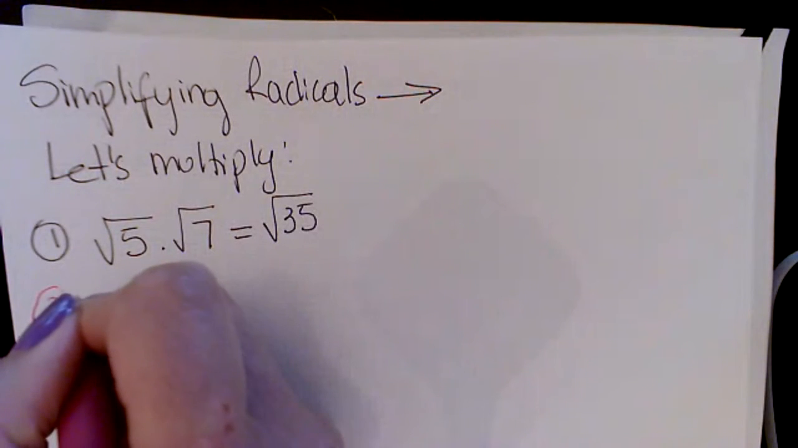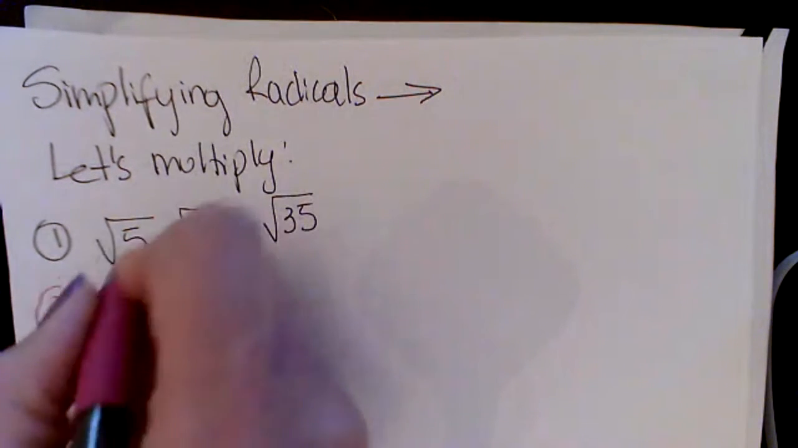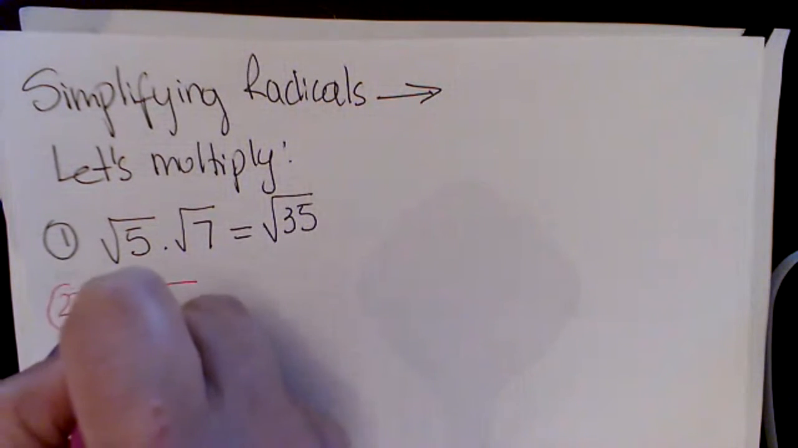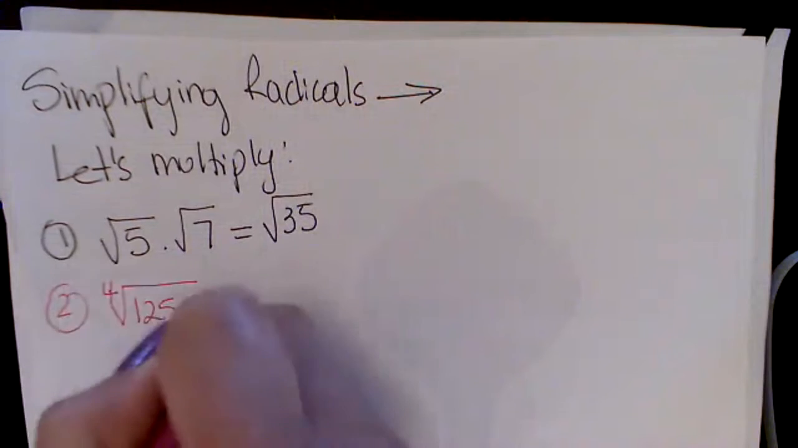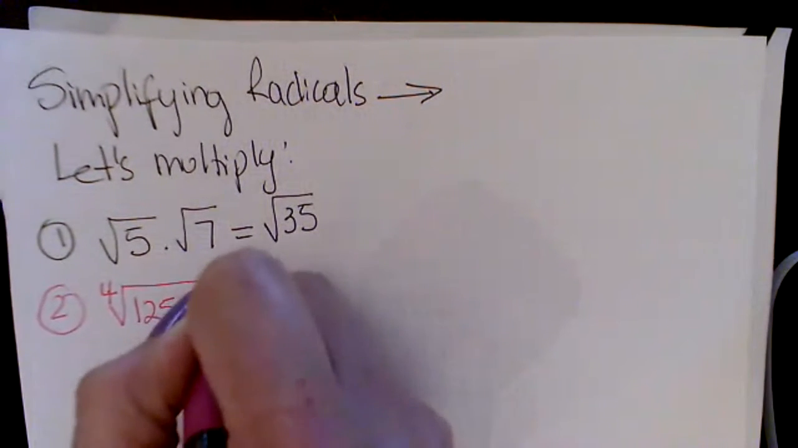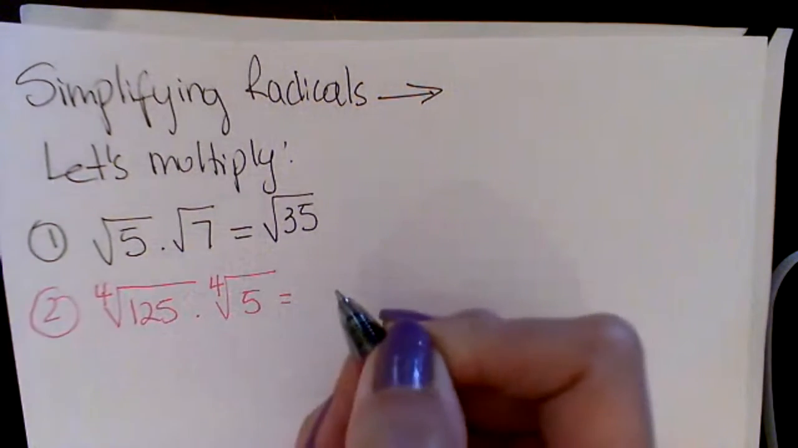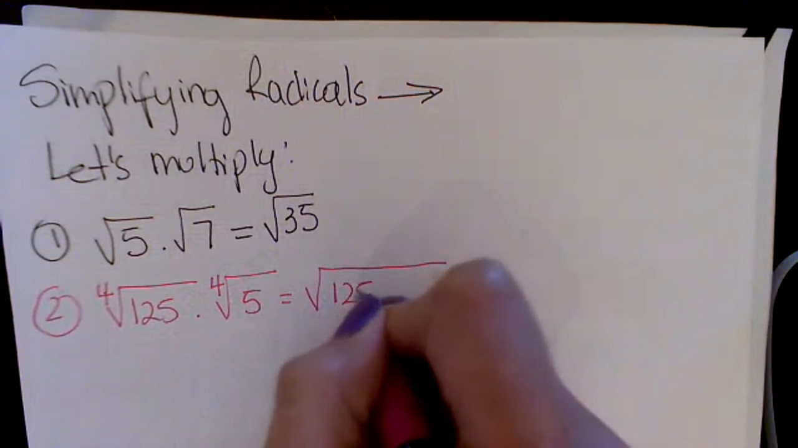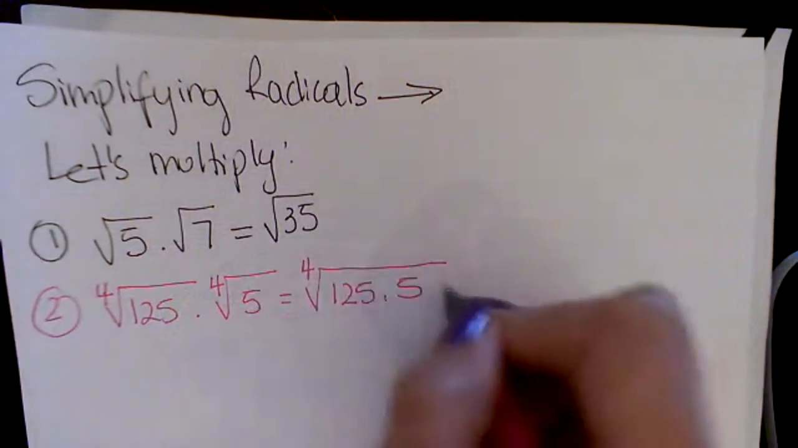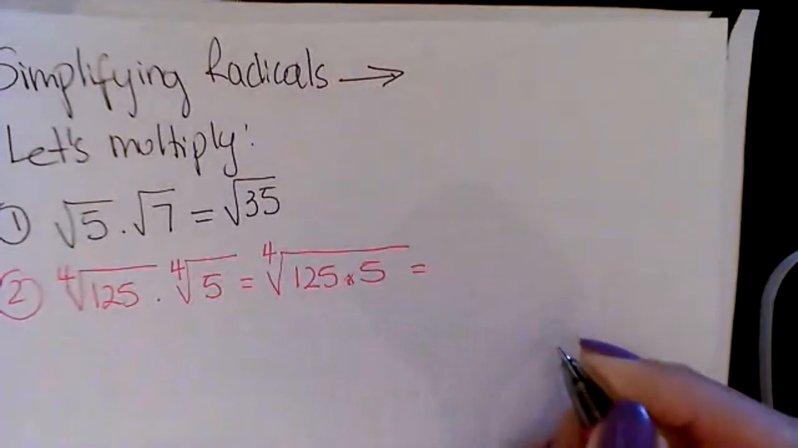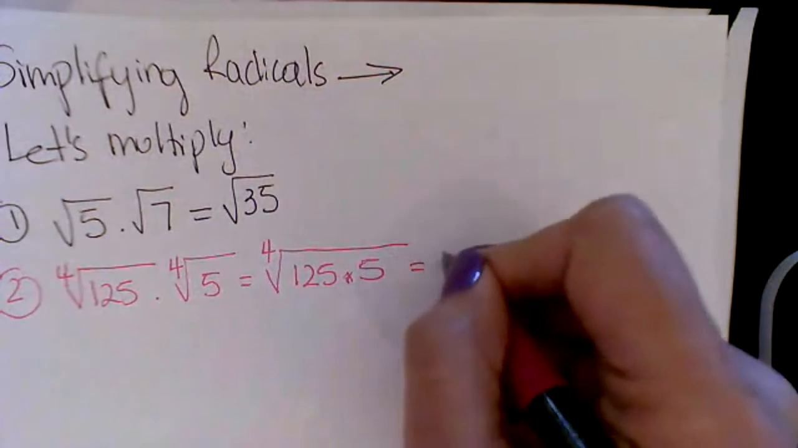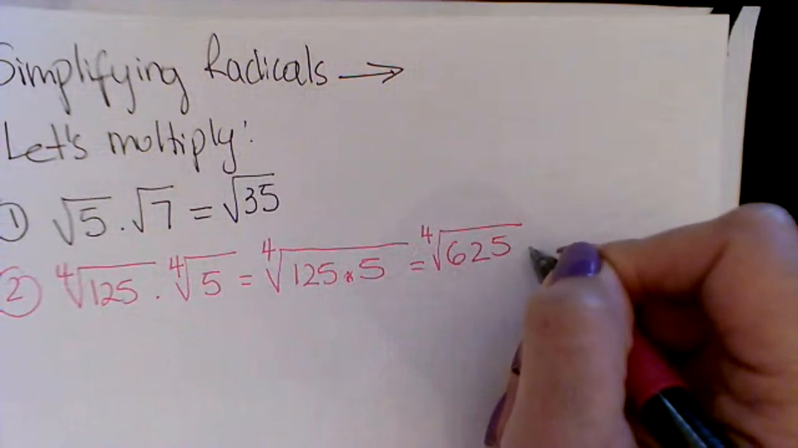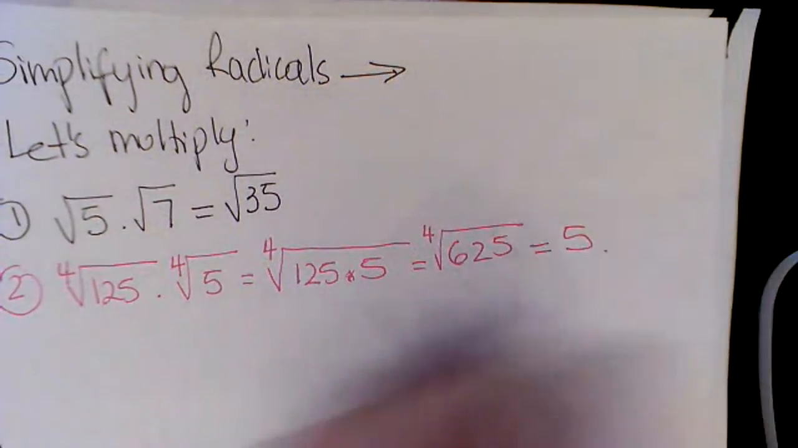Now, the next one. I have the fourth root of 125 times the fourth root of 5. So this is going to be equal to the fourth root of 125 times 5. And what is 125 times 5? 625. What's the fourth root of 625? 5.